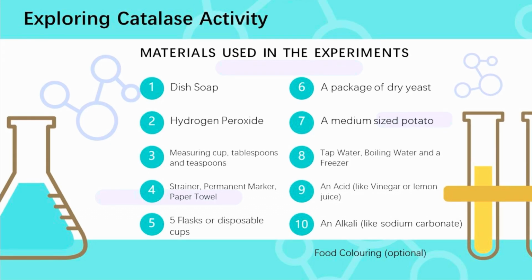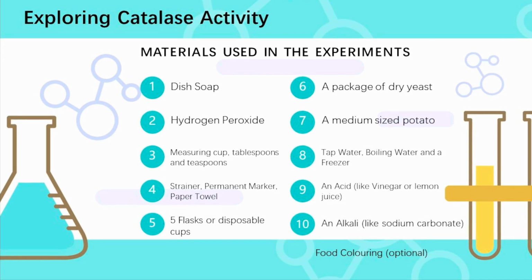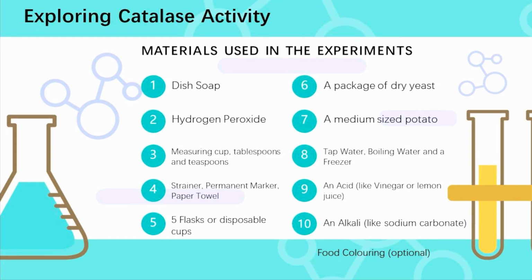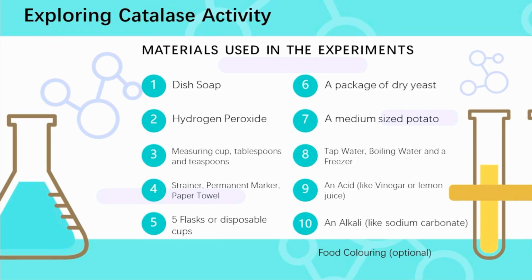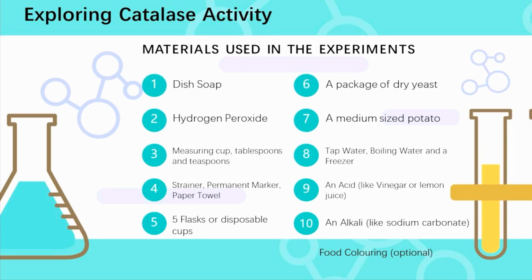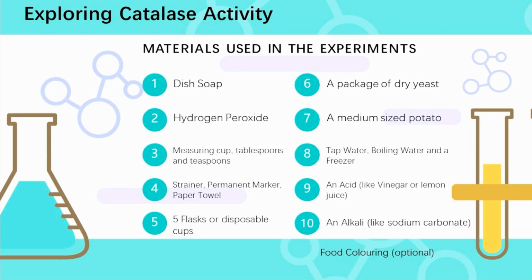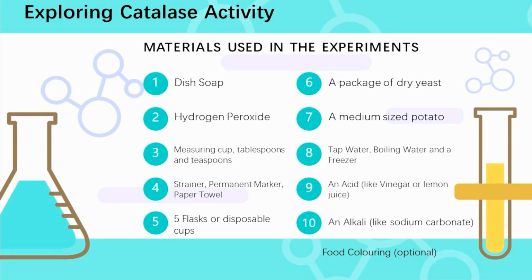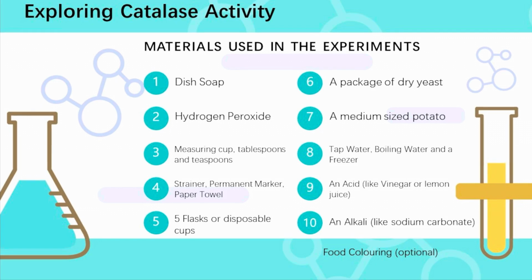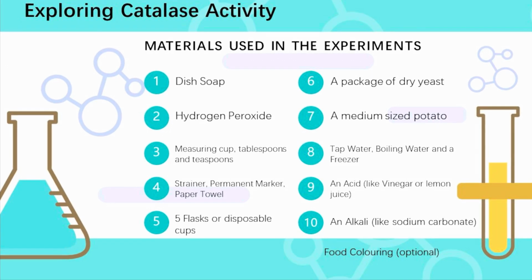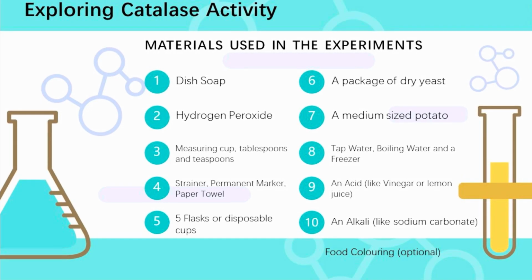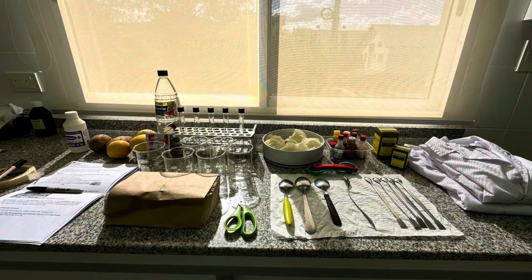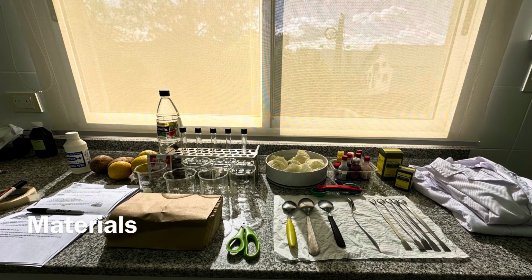Dish soap, hydrogen peroxide, a measuring cup, tablespoons, teaspoons, a strainer, a permanent marker, paper towels, 5 flasks or disposable transparent plastic cups, 1 package of dry yeast, 1 medium potato, tap water, boiling water and a freezer, an acid, like vinegar or lemon juice, an alkali, like sodium carbonate, and optionally, some food coloring.